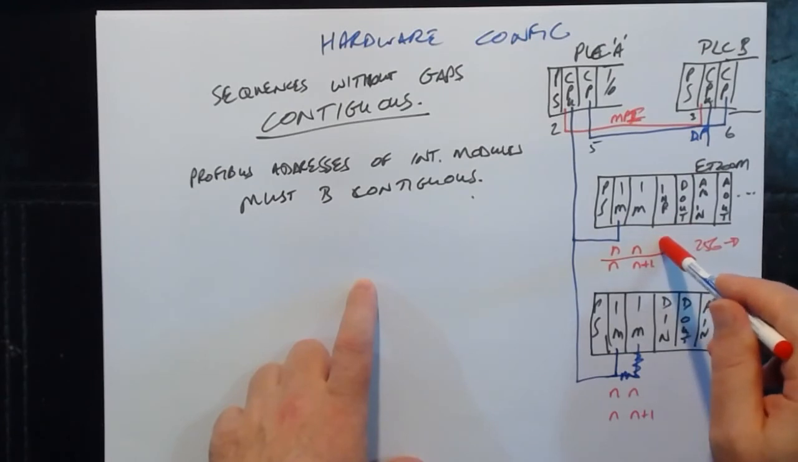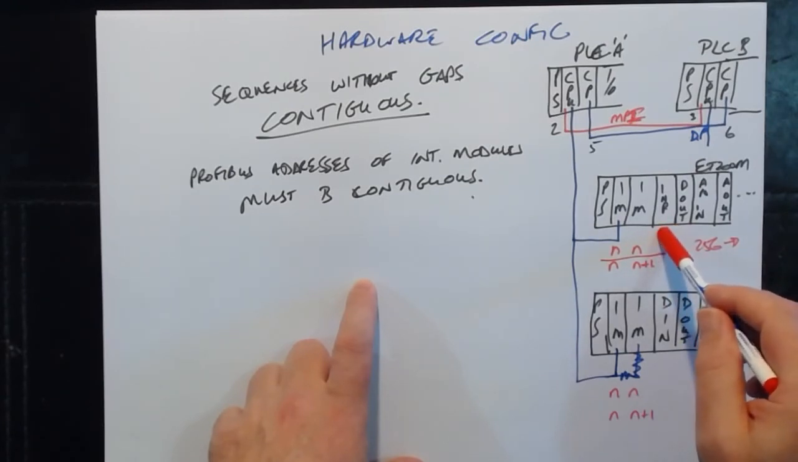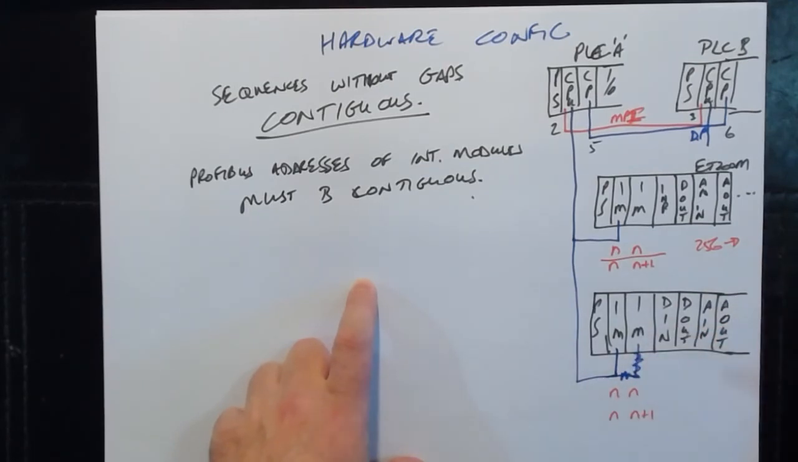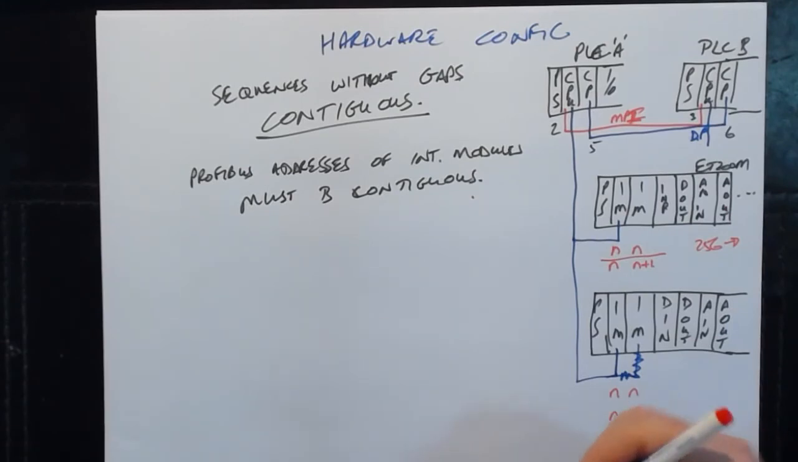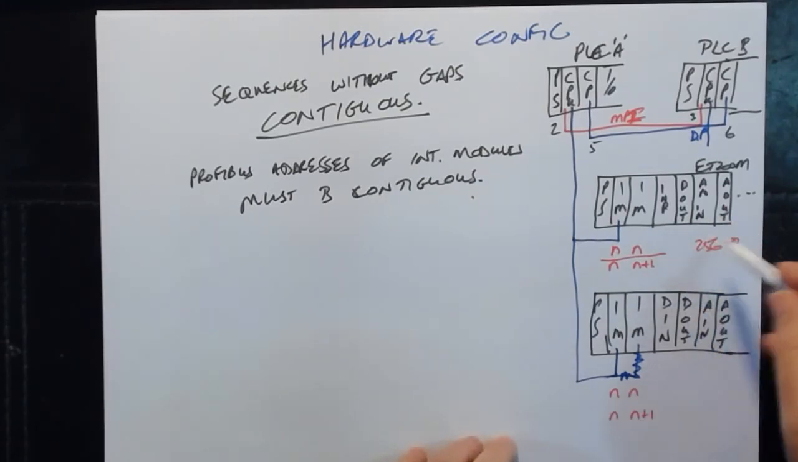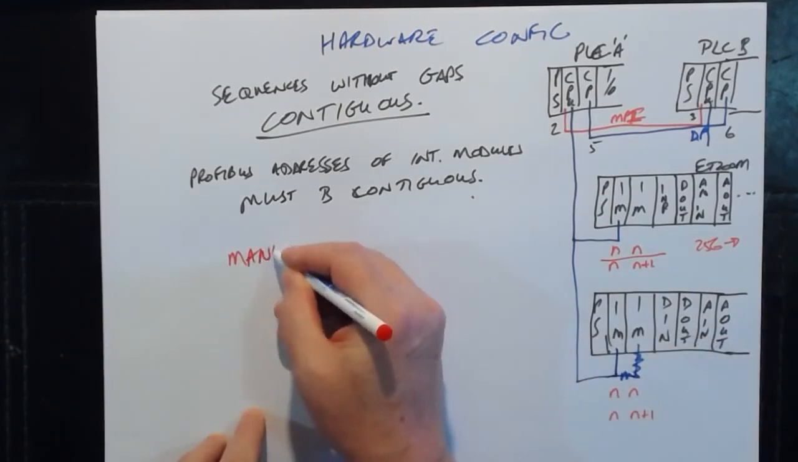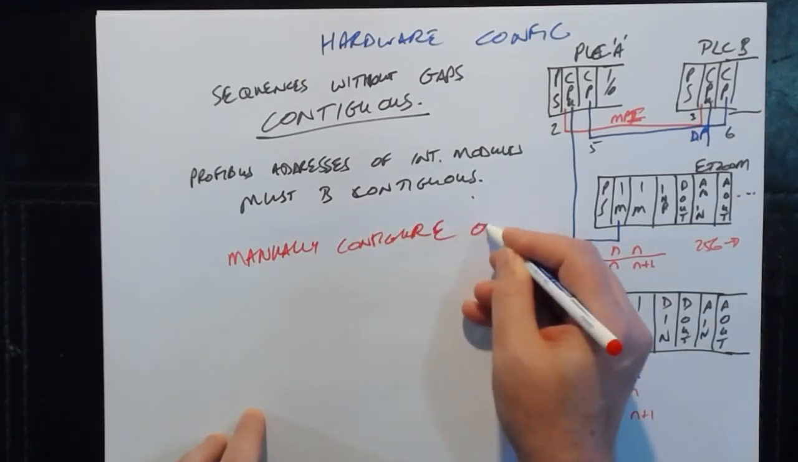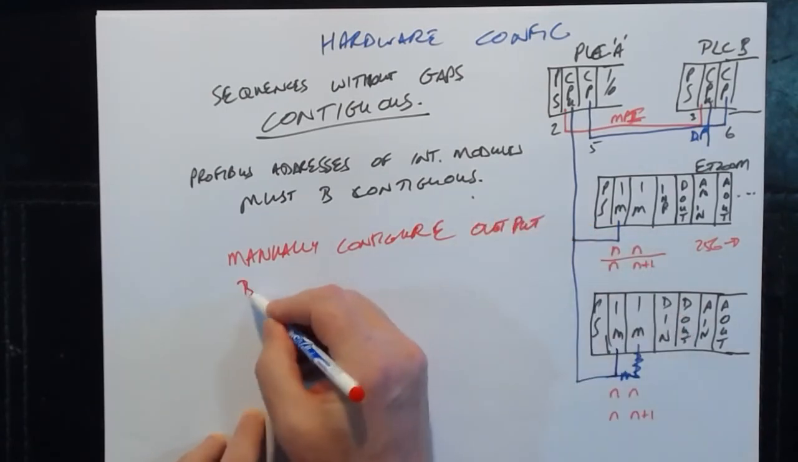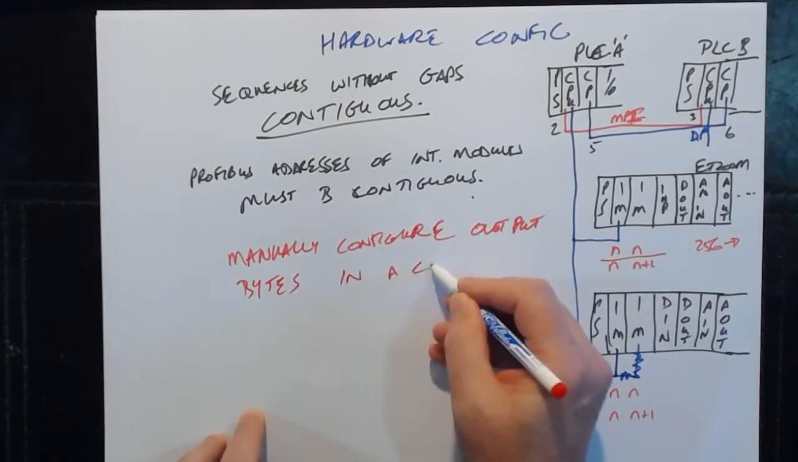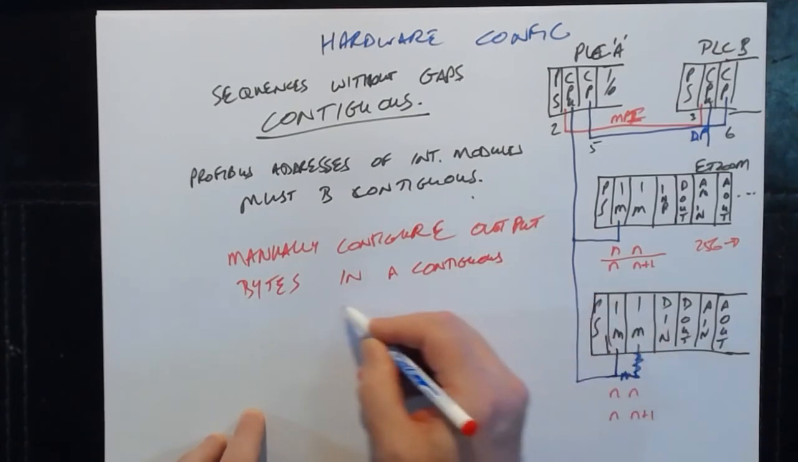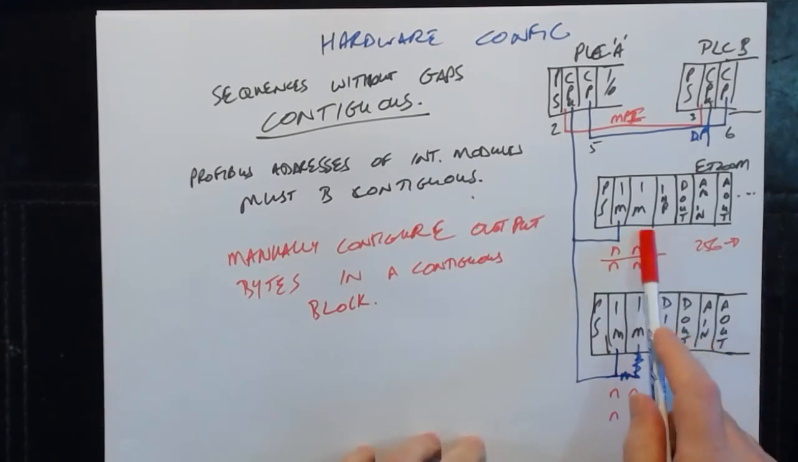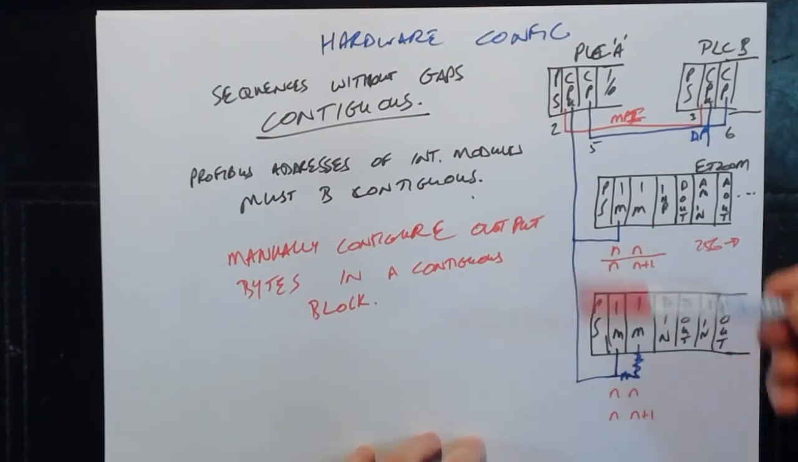So you need to make sure that the input numbers are all contiguous. They start at some number, and this one is one more than this one, is one more than that one, is one more than that one, and so on. Contiguous block of output bytes. So you may need to manually configure the output bytes in a contiguous block. So all the analog and digital outputs make one single block of bytes of output memory.